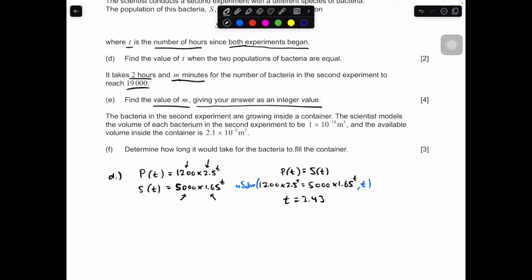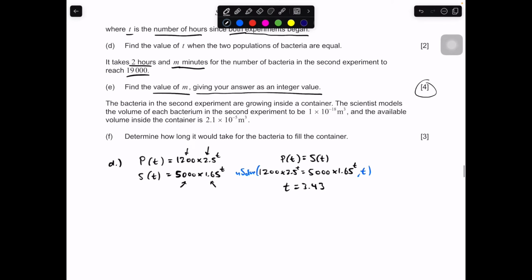Okay, 4-mark question, which, to be honest, sometimes says this is going to be challenging, there's a lot going on. But in this case, I think it actually might be a little generous even. So, let's see. It takes 2 hours and some number of minutes to reach 19,000 for the second experiment.